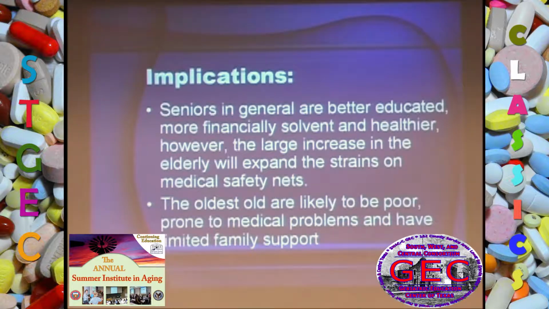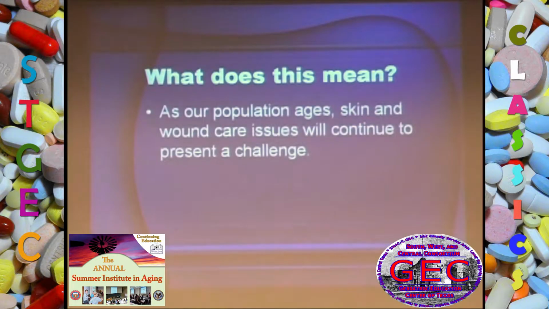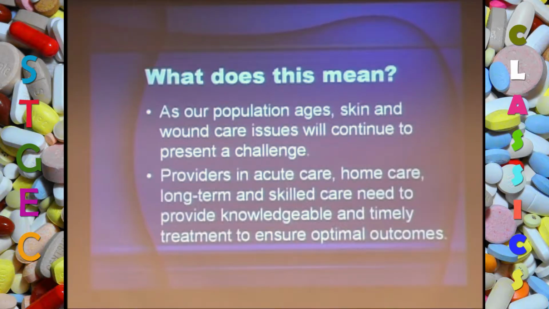And then I think where we're really going to see the challenges come up is with our oldest old, our patients that are in their 80s and upwards, who are really going to have a lot of problems. They are going to be more likely to be poor, have financial issues, be prone to medical problems, and have limited family support. And that's probably going to be the biggest challenge that we face as healthcare providers of these folks. So what does it mean? Again, as our population ages, wound and skin care issues are going to continue to be a challenge for us. And I think it's important to realize that providers in the acute care, home care, long-term care, and clinic settings really need to be knowledgeable about some of these issues so that we can interact in a timely fashion and provide the appropriate amount of care.